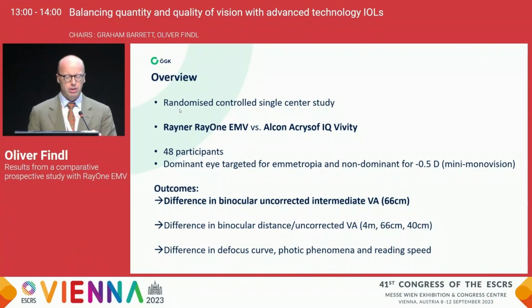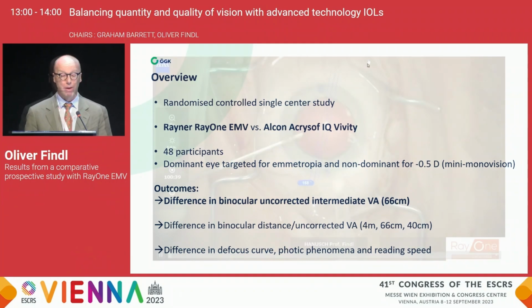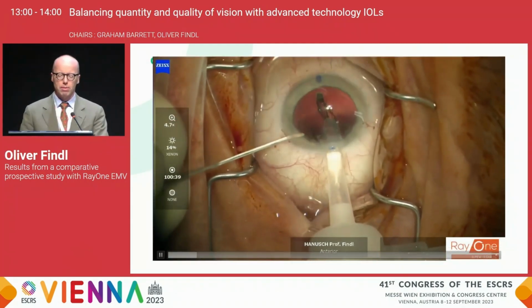We had 48 patients in this trial, and we did target half a diopter of mini monovision, because that's something I like to do in practice, and that's what we did in this trial. The main outcome was the difference in binocular uncorrected intermediate visual acuity at 66 centimeters. Obviously we measured all other things as well, but that's what the trial was powered to. This is just to show you the implantation process.